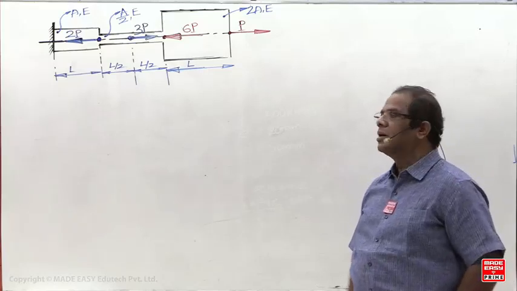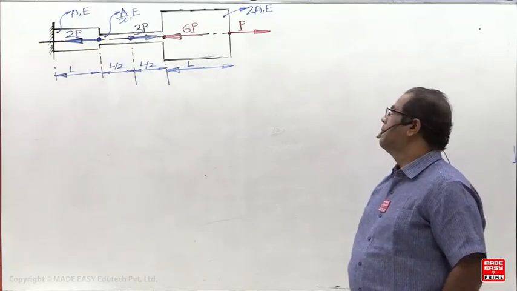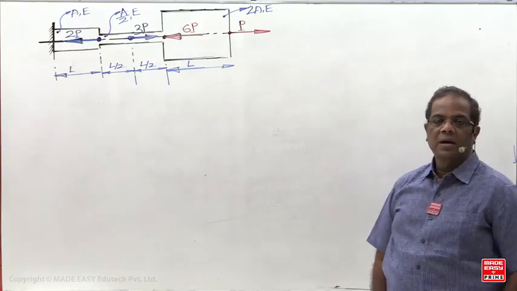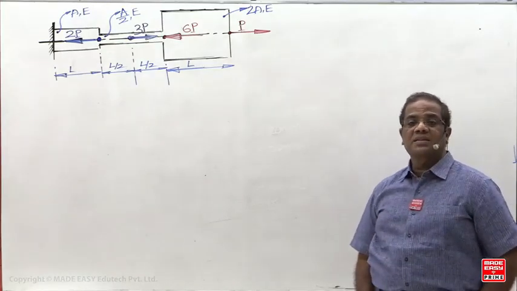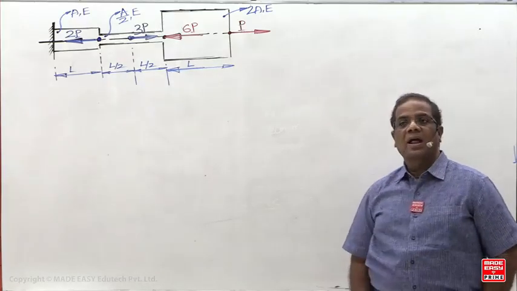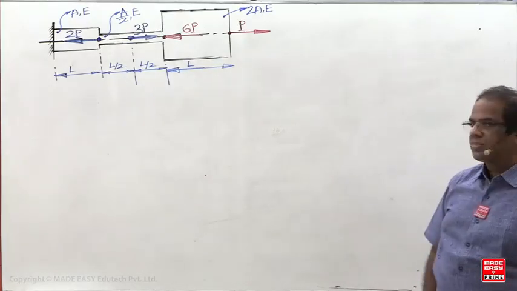Number 3, maximum axial stress in the bar. Number 4, maximum tensile stress and maximum shear stress in the bar. And the last one is change in length of the bar.